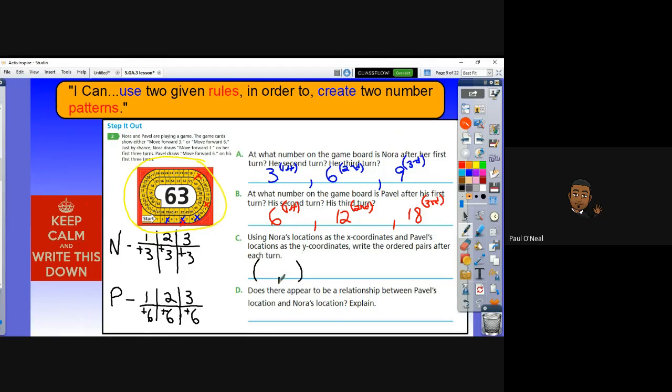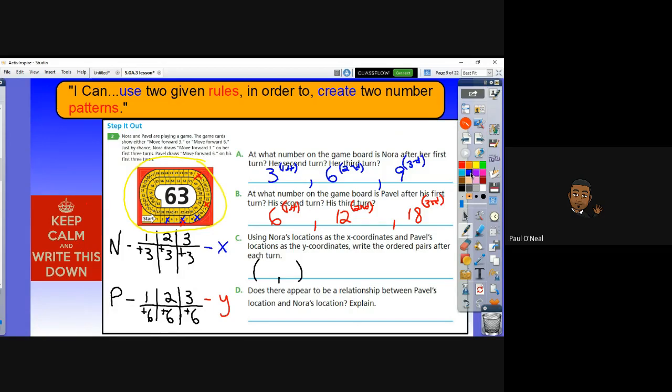So you have a parentheses, you have a comma in between, okay? Now, let's figure out. It says using Nora's locations as the X coordinate. So since I wrote Nora's numbers in blue, right next to her name, I'm going to say she is X. And then it says Pavel's locations are Y. So I'm going to write next to Pavel, Y. Okay? So this is going to help me out. Again, using different colors, it might help you as well, okay?